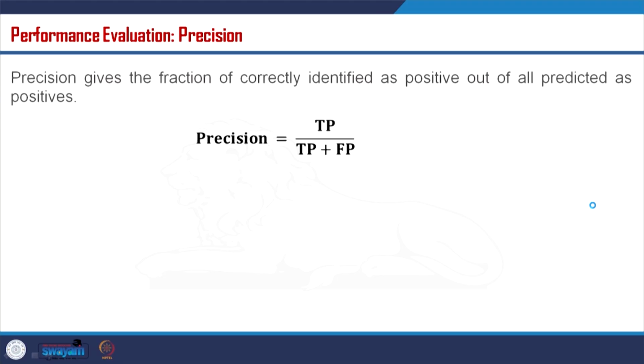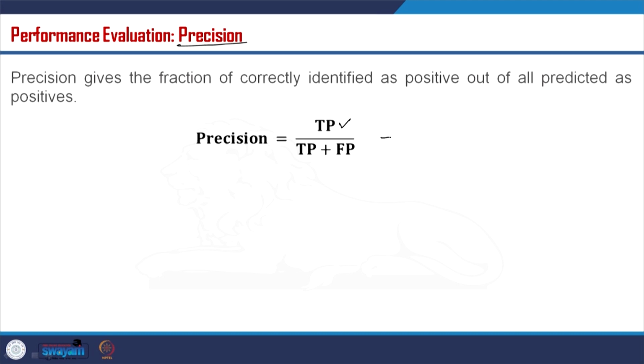One such metric is precision. So, what do we mean by precision? Precision gives the fraction of correctly identified as positive out of all predicted as positives. So, it means precision is the ratio of true positive and the sum of true positive and false positive.